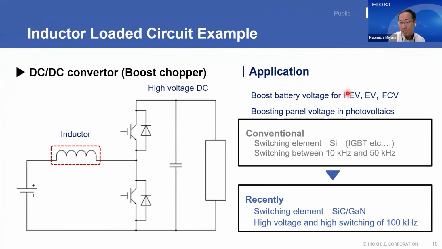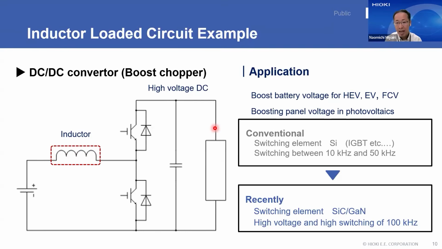So first, with a typical inductor application, we'll see where inductors are used. A typical example of an electrical circuit using an inductor is the boost chopper circuit in a DC to DC converter. In this circuit, energy is stored in the coil when the switching device is on, and when the device turns off, the stored energy is released together with the input voltage. So that results in the output voltage being higher than the input voltage, right?